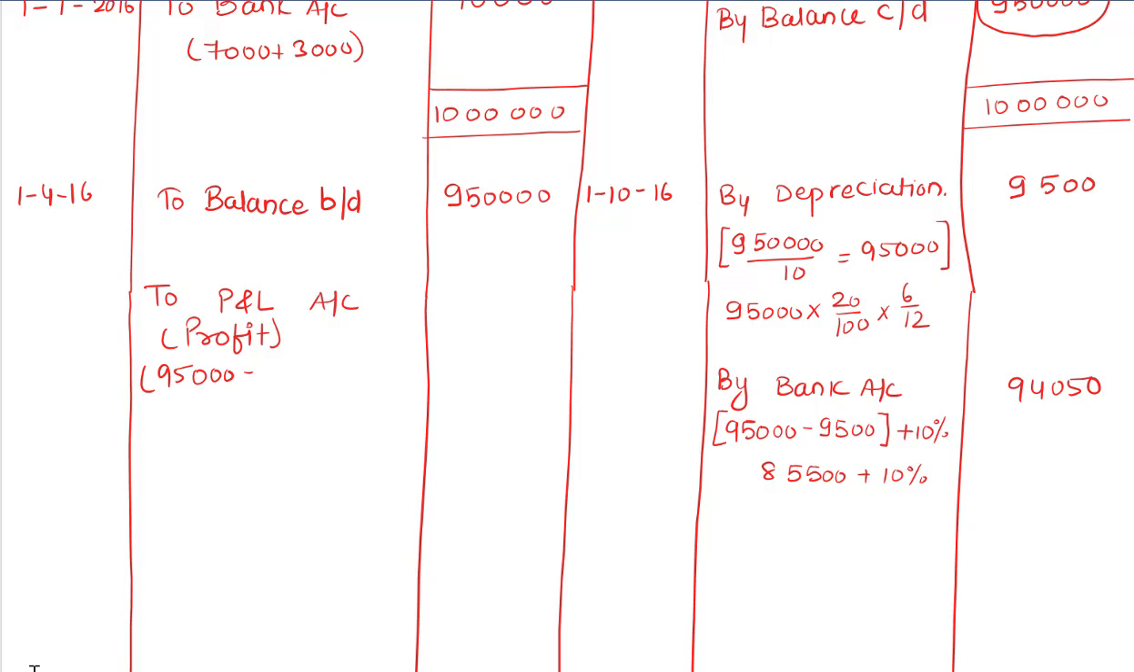So 95,000 minus 9,500 multiplied by 10% is the profit. So if you deduct this, you will get 85,500. 85,500 multiplied by 10%, that is 8,550. Understood?